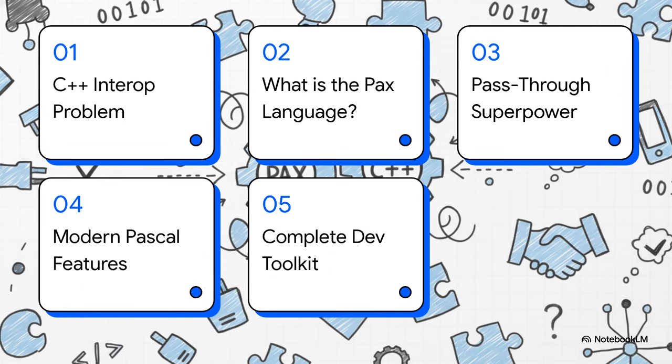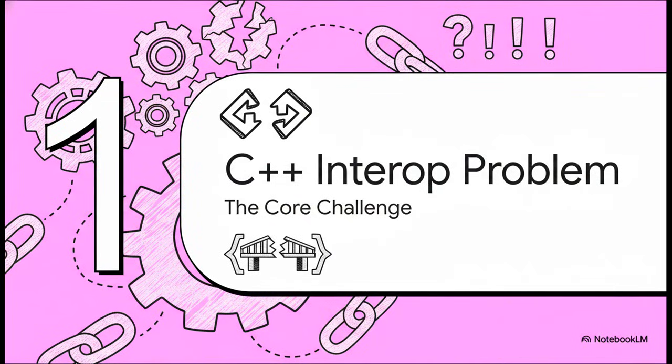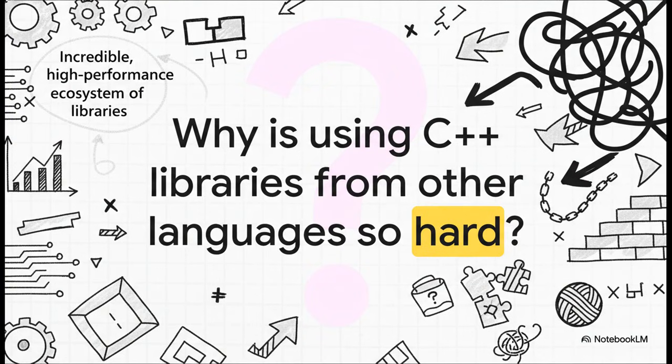Let's get into it. Okay, so first up, let's really nail down the challenge that Pax was created to solve. And trust me, it's a problem that many of you have probably felt firsthand. I mean, think about it, right? C++ has this incredible universe of high-performance libraries for literally everything. Graphics, machine learning, scientific computing, you name it. But what happens when you try to use one of those amazing libraries from another language, like Rust, C# or Python? Well, it's usually a complete nightmare. You're stuck writing these complex foreign function interface bindings, that's FFI, or creating wrapper code and wrestling with things like name mangling. It's just a huge, frustrating barrier to entry.